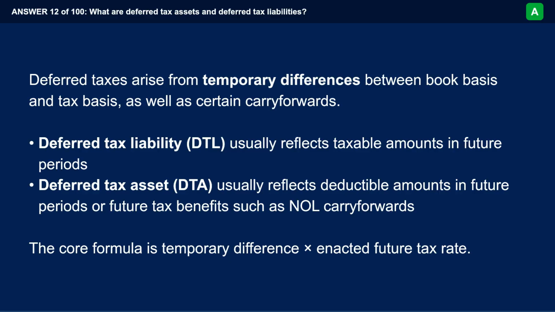Deferred taxes arise from temporary differences between book basis and tax basis, as well as certain carry-forwards. Deferred tax liability, DTL, usually reflects taxable amounts in future periods. Deferred tax asset, DTA, usually reflects deductible amounts in future periods or future tax benefits such as NOL carry-forwards. The core formula is temporary difference times enacted future tax rate.